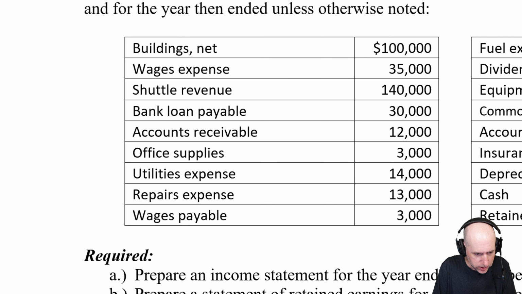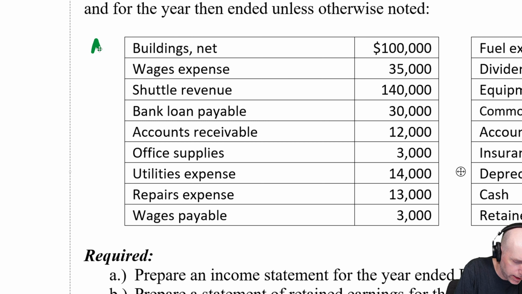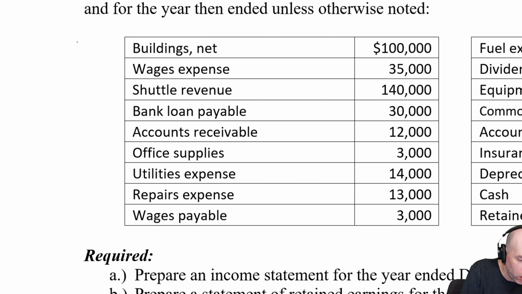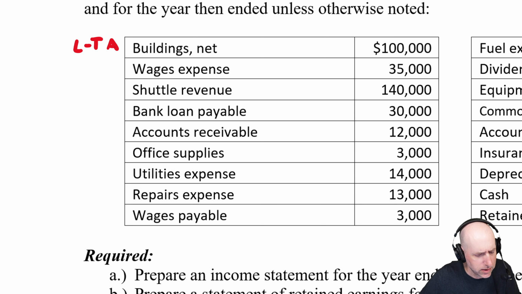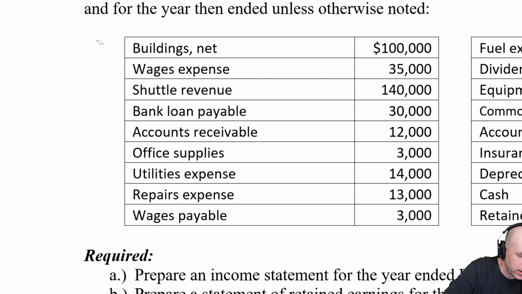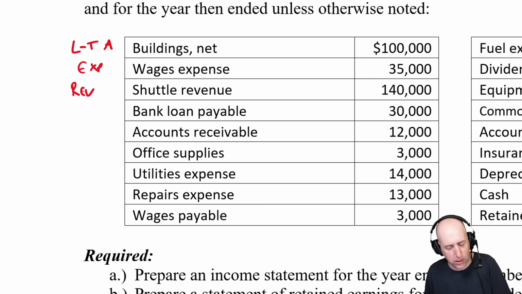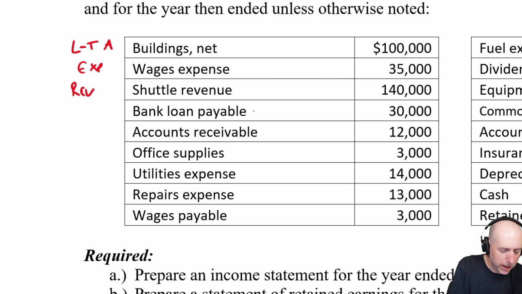So buildings are, of course, assets. Oops, I want to change to a red pen here. And buildings are long-term assets, right? Long-term asset. Maybe I need a slightly smaller pen. That's just a little too wide for me. Let's try this one. Yeah, that's much better. Buildings are long-term assets. Wage expense, well, that's an expense. Shuttle revenue, we shuttle people up and down mountains. That's what we do to earn our money. That's revenue.